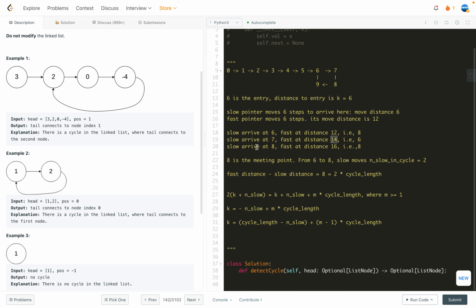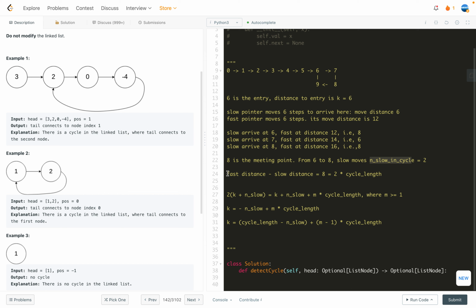Then we move the slower pointer again to arrive at 8 here, and the fast pointer will travel a distance of 16, corresponding to 8 again. So this is where they meet. In other words, once the slower one enters the circle and moves 2 steps, they meet. So 8 is the meeting point, and from 6 to 8 the slower pointer moves 2 steps. We call this n slow in cycle for preciseness.